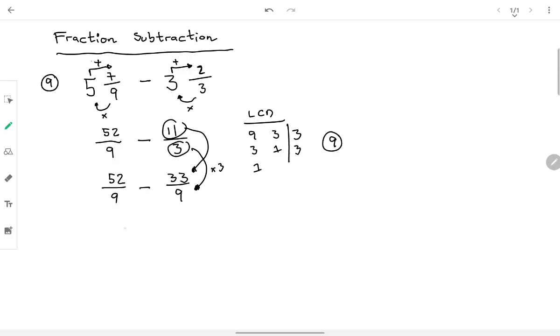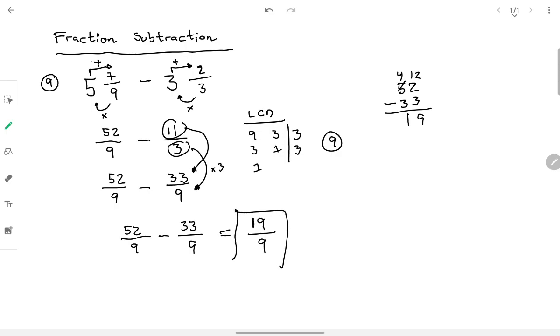So in this case, I will copy the exercise, 52 over 9 minus 33 over 9. So let's see, 52 less 33. We will get the positive, it's bigger, so we will get a positive answer. It's 19 over 9. Remember, 19 is a prime number, and 9 is divisible by 3, so that will be our final answer.